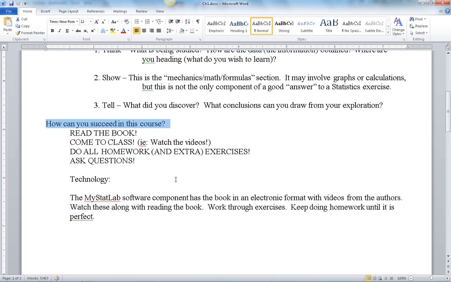Technology, the MyStatLab software, has the book in electronic format with some videos from the authors. So we'll, from time to time, mention, hey, go watch this video from the author. Watch those. They give examples, snapshots of what the chapters may cover. They'll work through exercises, giving you some examples. And then basically just keep working on stuff until everything is perfect. Let's go on and talk a little bit about the content a little more in Chapter 1.